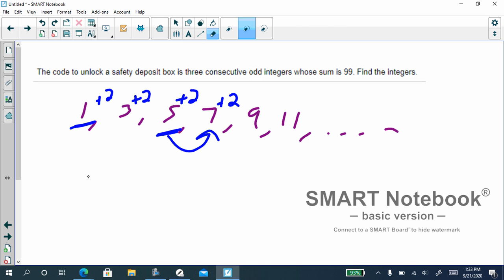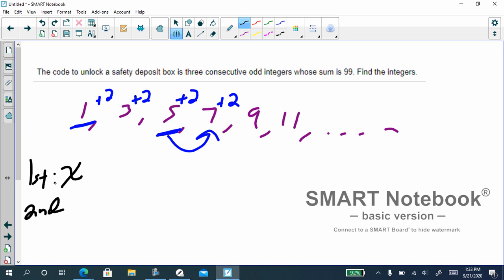So we don't know what the first number is. So let's call the first number x. So the next number would be 2 more. 2 more than what? Well, we don't know what number we're adding 2 more to. We just know that the first number we're calling x, so 2 more than that would be x plus 2.